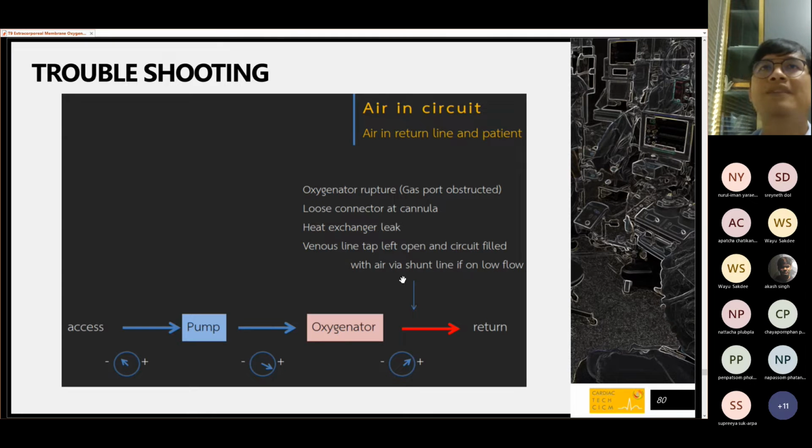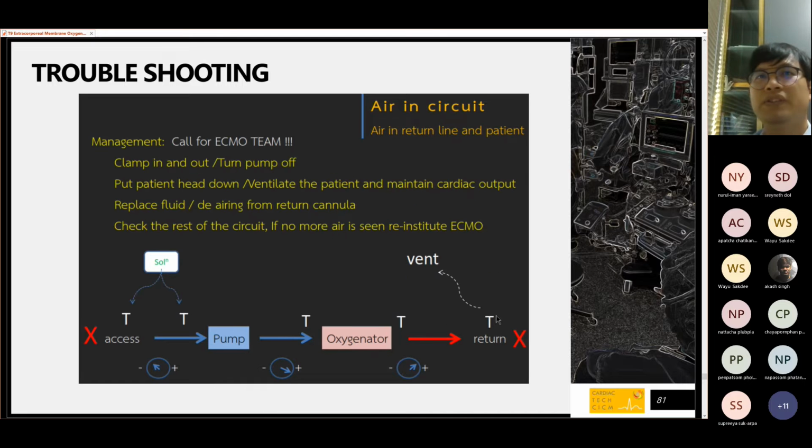Also, if the air is trapped on the return line and goes to the patient, that means it's a much more critical situation now. So here are the reasons that air can get to the patient. Previously you could do it by yourself, but this one you cannot do that, because now the air is going to go to the patient.